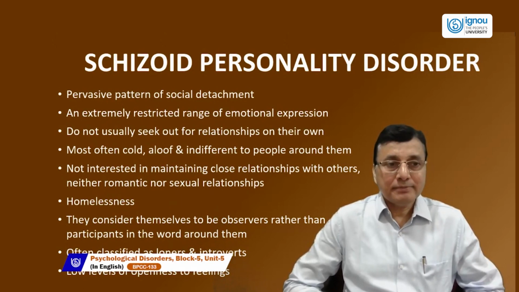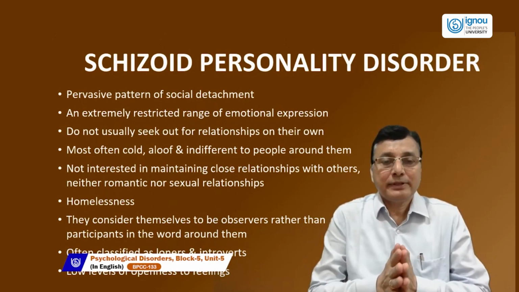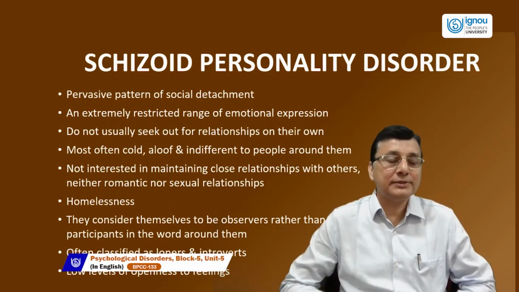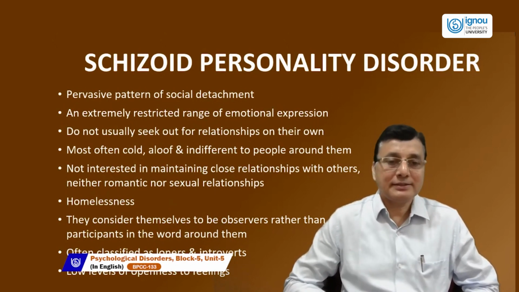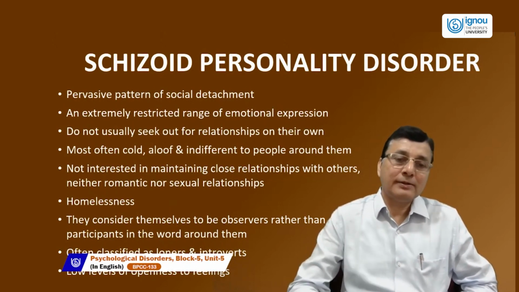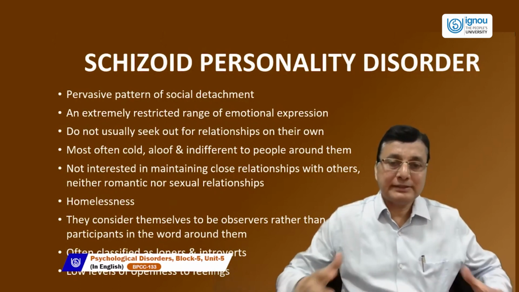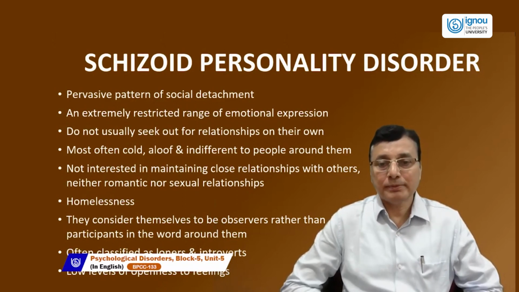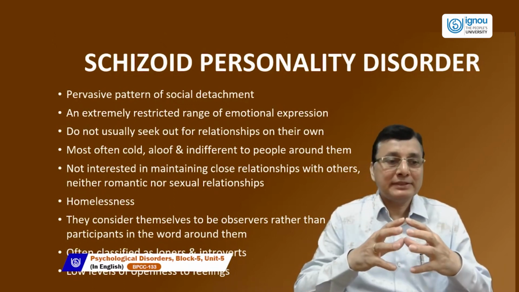With an extremely restricted range of emotional expression, so they lack a variety of emotional expressions. They do not express much emotion. They do not usually seek out relationships on their own. Others try to establish relationships, even though they do not allow others to maintain a close relationship. They have lots of boundaries in their relationships. Most often, they are cold, aloof, and indifferent to people around them. So this makes them more lonely because they are cold.